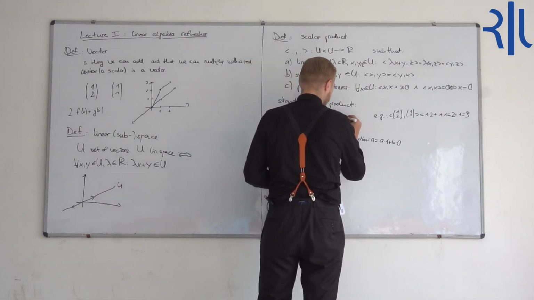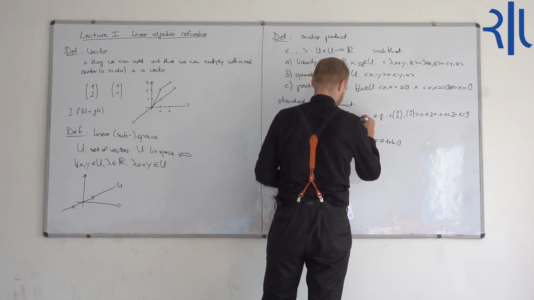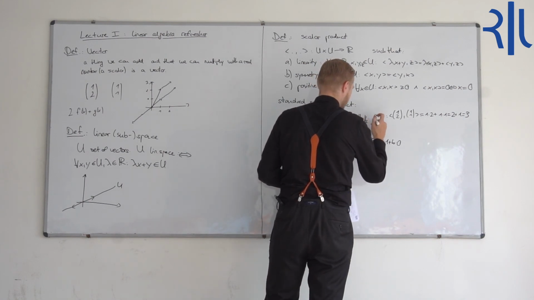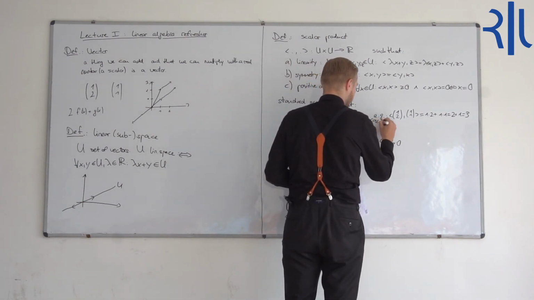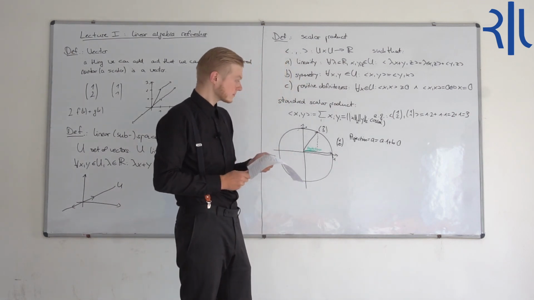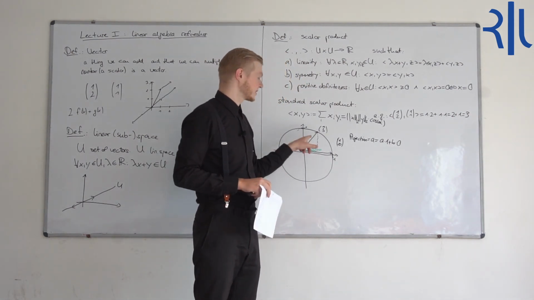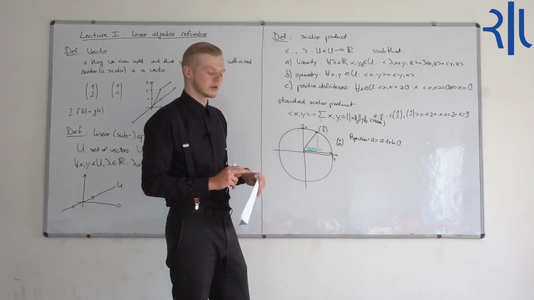And another thing that we can see from this here is that the standard scalar product is equal to the length of the two vectors multiplied with the cosine of the angle between them. This follows immediately again from the interpretation in the unit circle.